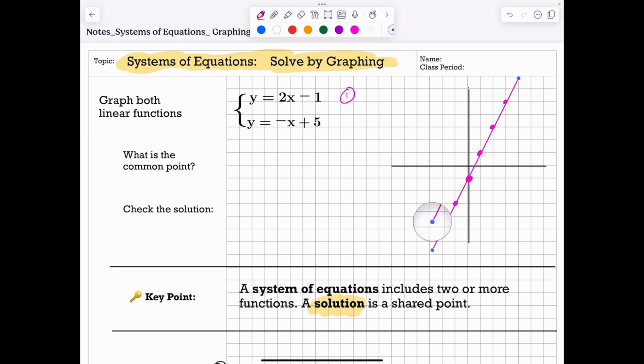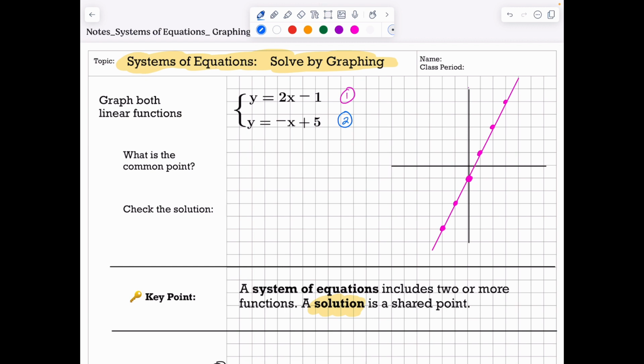Kind of helps though with systems if you find a bunch of them, because what will happen is that you will see almost immediately the shared point where they come together.